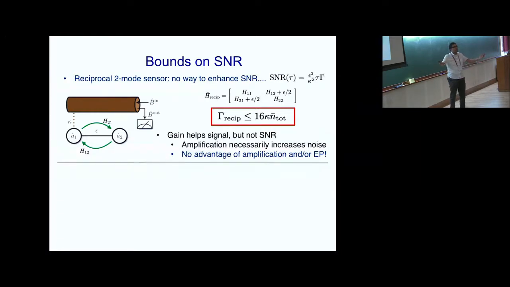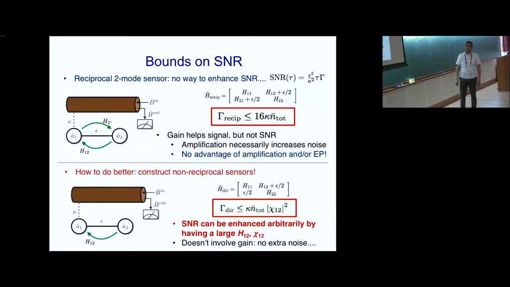Okay, so this might seem incredibly depressing. Non-Hermitian physics seemed like it would help us. We thought about the fluctuation physics. It seems like it's not helping us. How can we still use non-Hermitian physics to do something interesting? Well, there's no reason we need to have a reciprocal sensor.